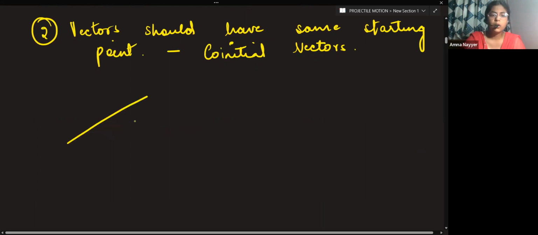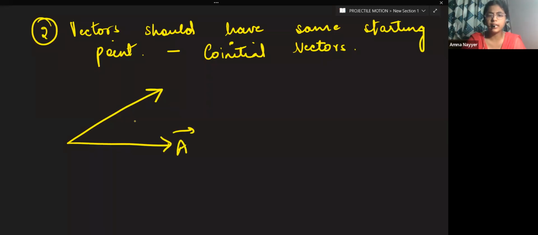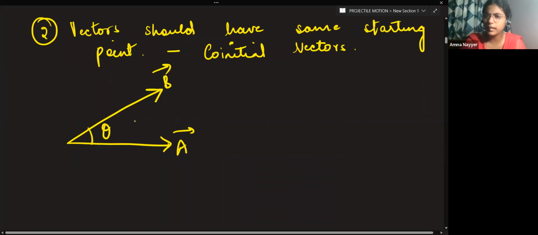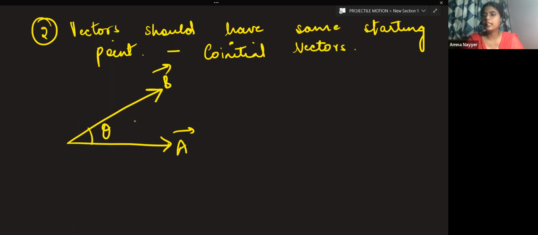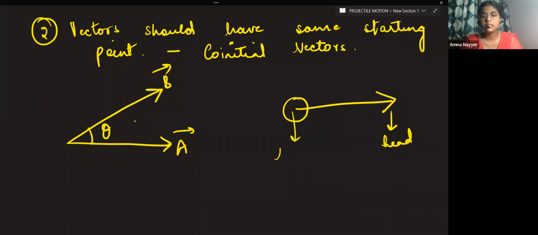Now see, co-initial is like if this is vector A, this is vector B. They are subtending and making an angle theta. Now a vector has what? There's a head of a vector, there's a tail of a vector. This arrow shows that we are talking about a vector quantity. So when two tails are coinciding with each other, not the heads. This is the head of the vector. This is the tail of the vector.